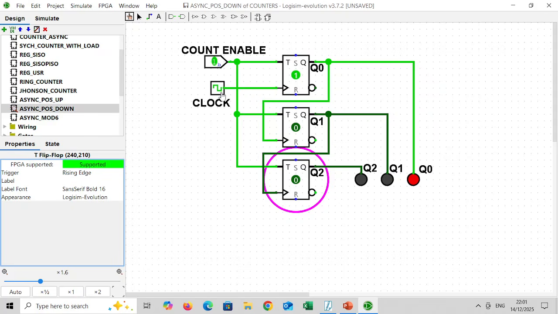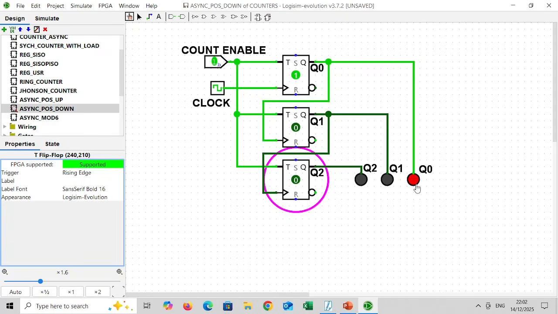The input clock frequency is given to the first flip-flop clock input. The Q0 normal output of the first flip-flop is connected to the input clock of the second flip-flop. Normal output Q1 is connected to the clock of the third flip-flop. So normal outputs are used in this connection. The Q outputs of all the 3 flip-flops will contribute the output of the counter.